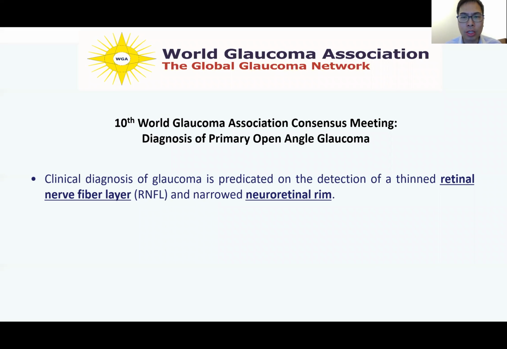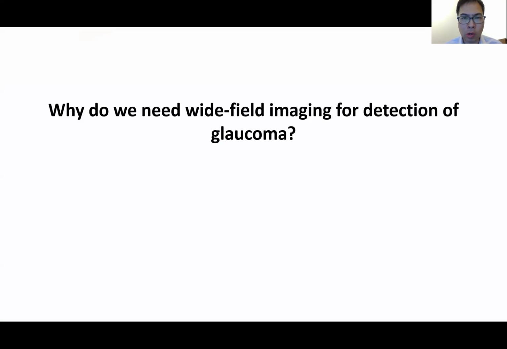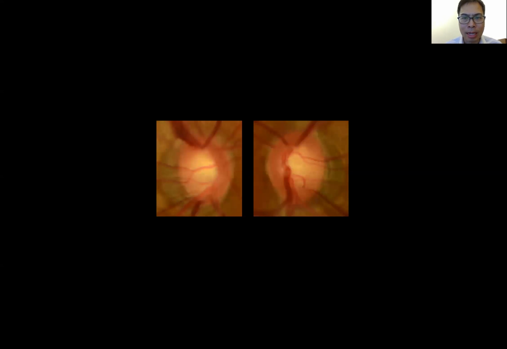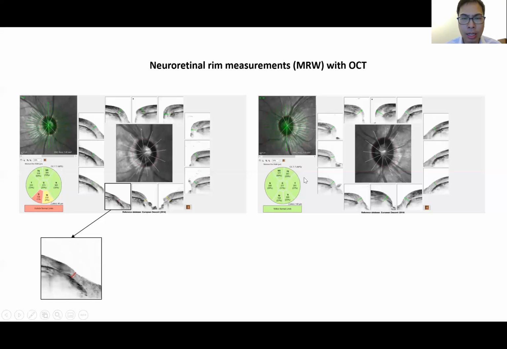But why is measurement of the rim alone not enough when we want to detect change in glaucoma? Why do we need wide-field imaging? Here is an example which shows you the right and left optic disc of a patient. When we look at the right eye, the vertical cup-to-disc ratio is enlarged and there's loss of the rim over the inferior part. On the left-hand side, we don't see any obvious neuroretinal rim loss. The cup-to-disc ratio in this case is about 0.6, 0.7.